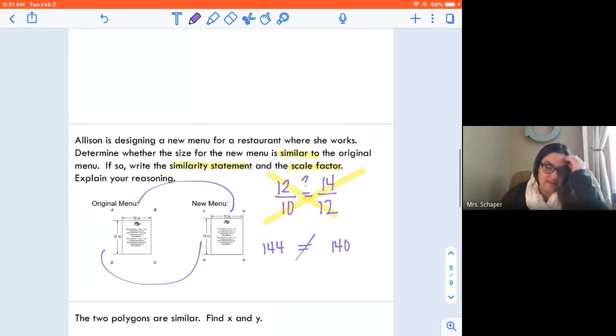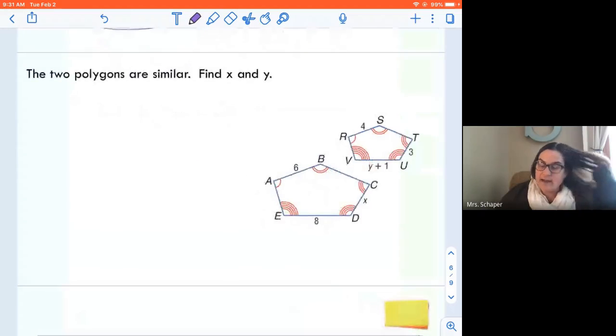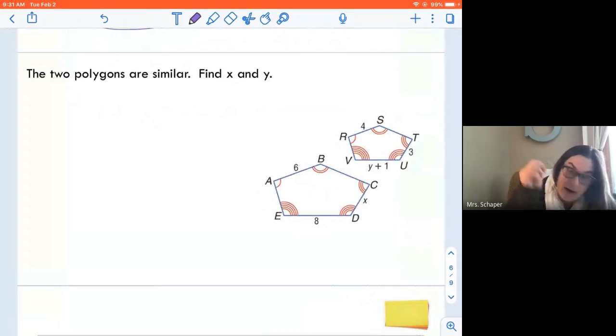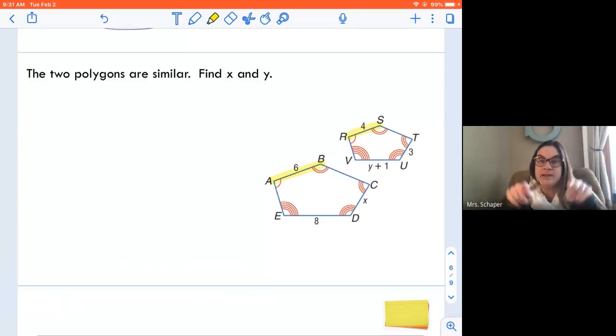Two polygons are similar. Find X and Y. All right? So they're similar. So I'm going to grab my highlighter. All right? When I look at the angle measurements, A and R correspond, B and S correspond. I know that because of the angle measurements, right? The number of arcs.